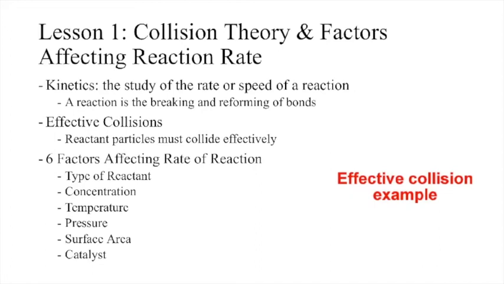All right, so lesson 1 was collision theory and factors affecting reaction rate. So kinetics, that's what we're studying right now. The first part is kinetics. The second half is equilibrium. They kind of come together eventually. So kinetics is how fast or slow a reaction takes place, so the rate or the speed of a reaction.